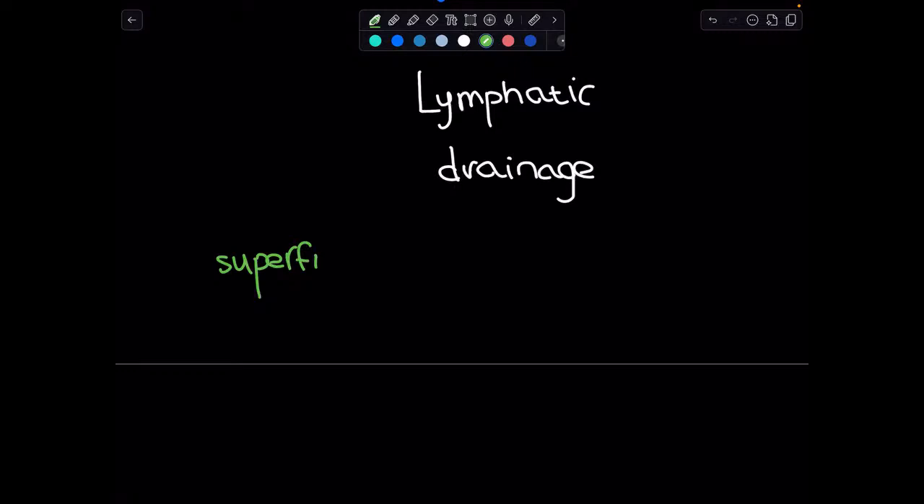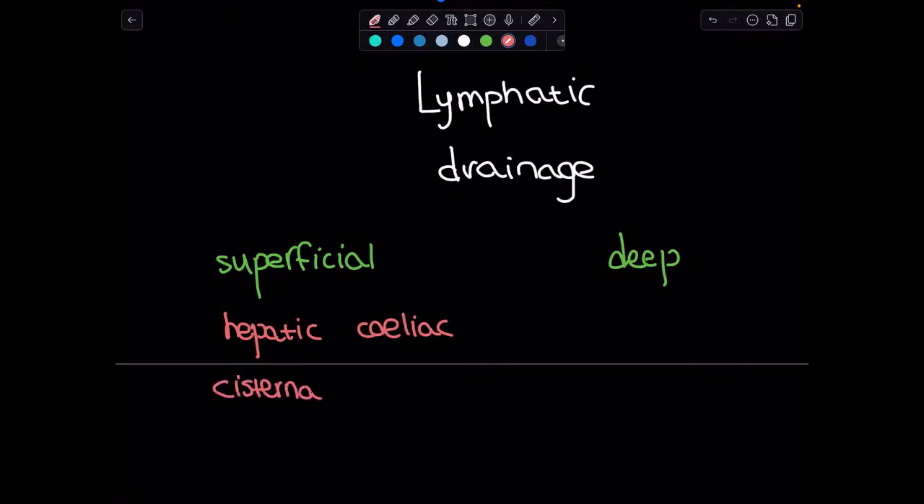And we have a superficial one and a deep one. Exactly. The liver's lymphatic system has both superficial and deep networks. The superficial lymphatics drain the liver's capsule, while the deep lymphatics handle fluid from within the liver tissue itself. And we have both systems work with hepatic, celiac, cisterna chyli. Could we talk about all of the superficial and deep ones and explain to me why they're classified as superficial or deep?